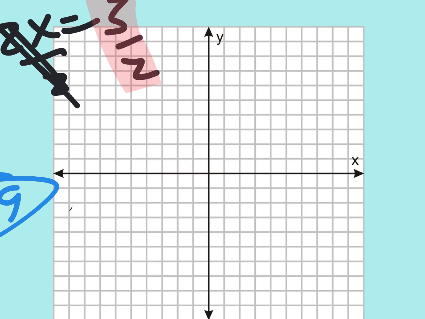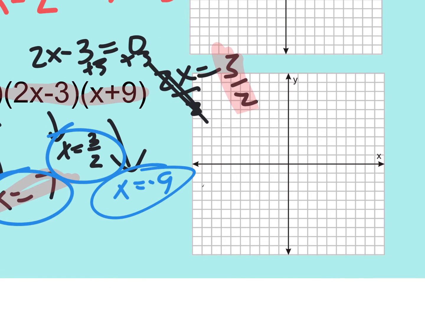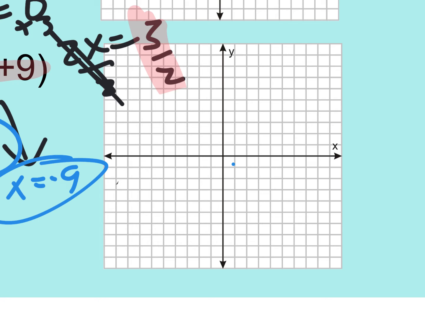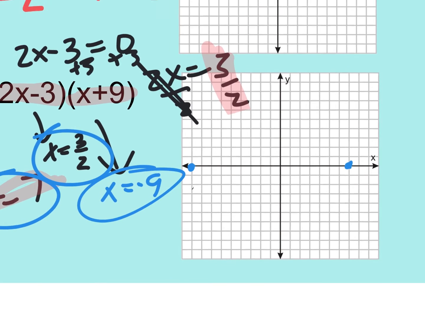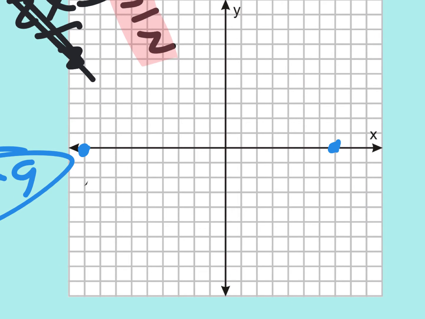Graph those 3 things, negative 9, 7, and 1.5 on this number line. Connor, you got all 3 on there? Not yet. Okay. 7. 1, 2, 3, 4, 5, 6, 7. And negative 9. I think that's negative 9. And then 1.5. It's like right there.